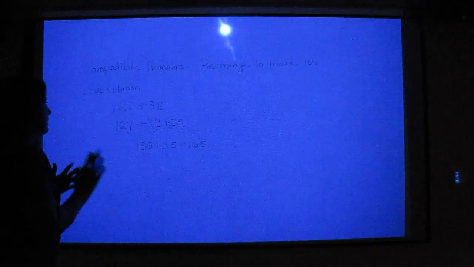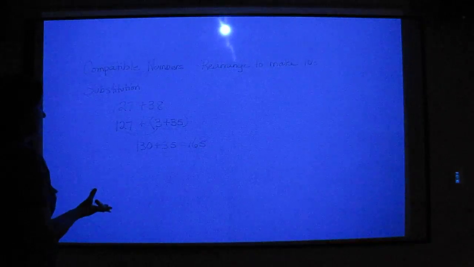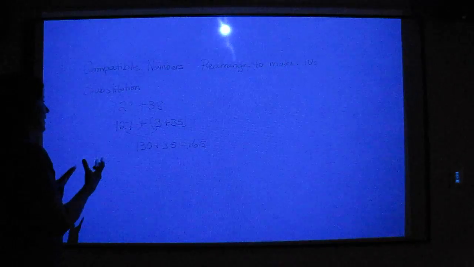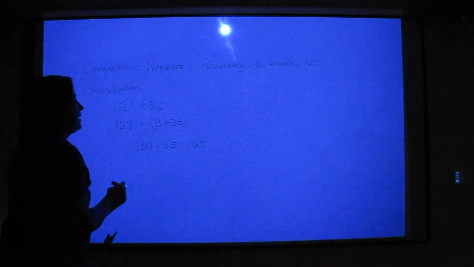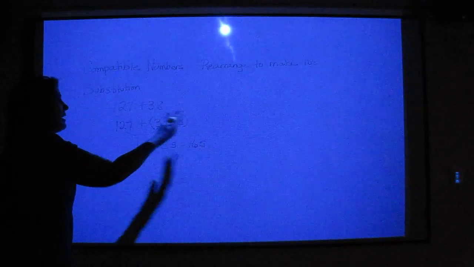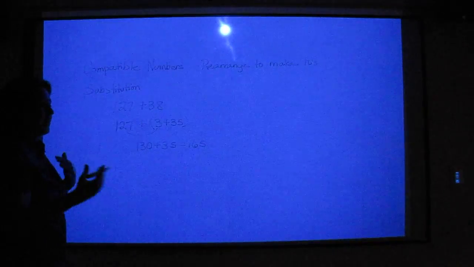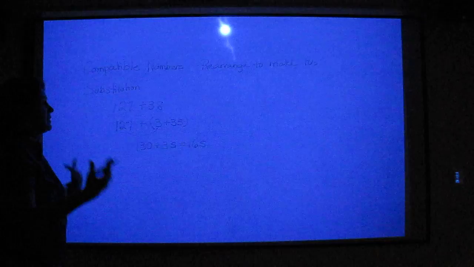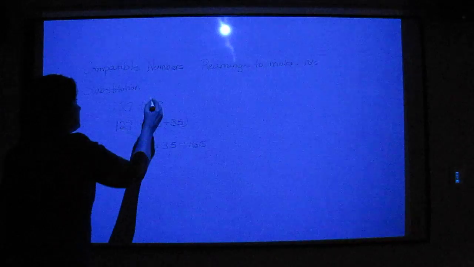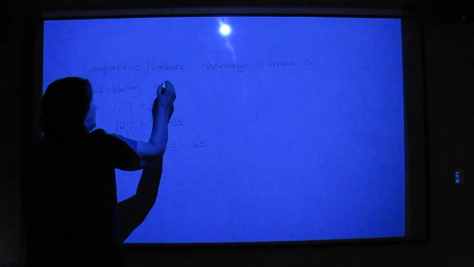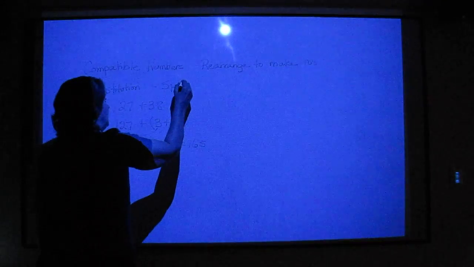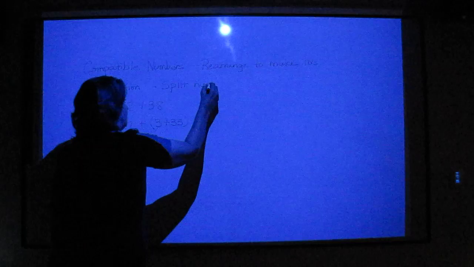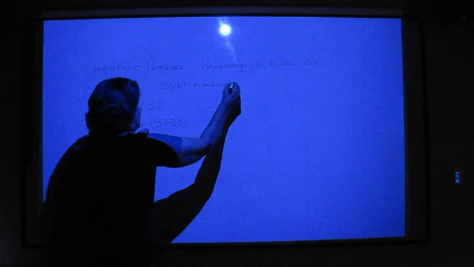Right? So you're going to break up one of the two numbers in order to make a combination that will equal a tens. So again, we're trying to make tens. That's our end goal anytime we're doing mental math, because then it's easy to work with. This is rearranged to make tens. This is split a number to make a 10.